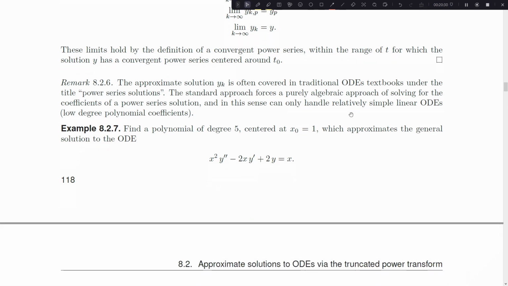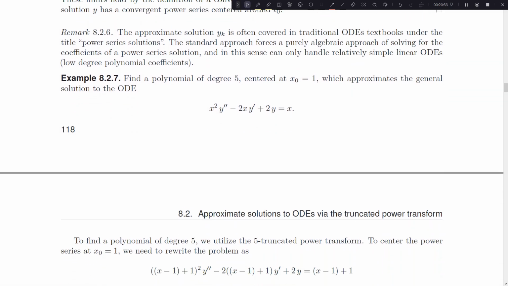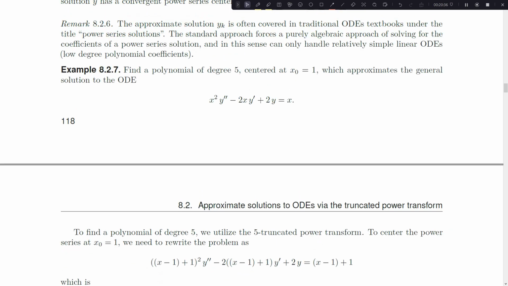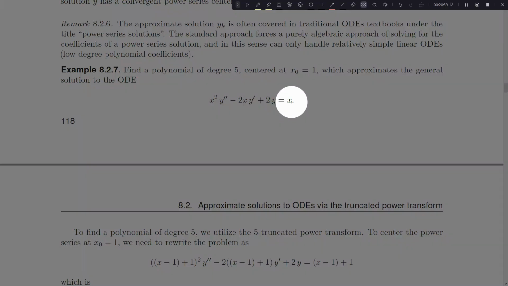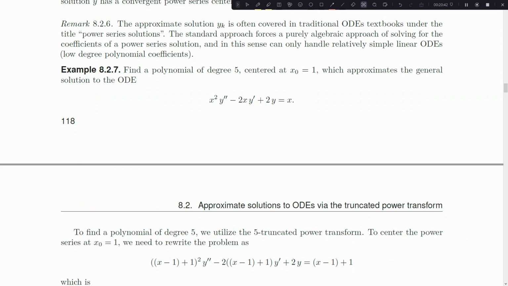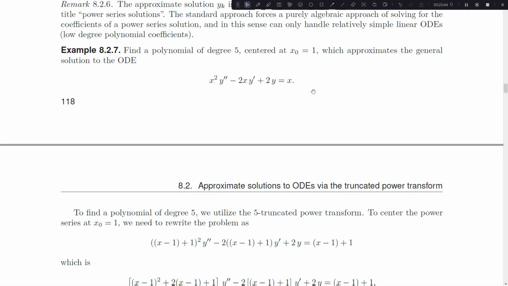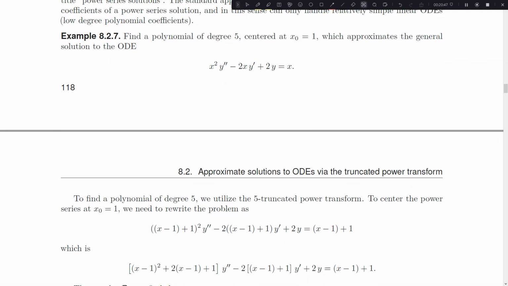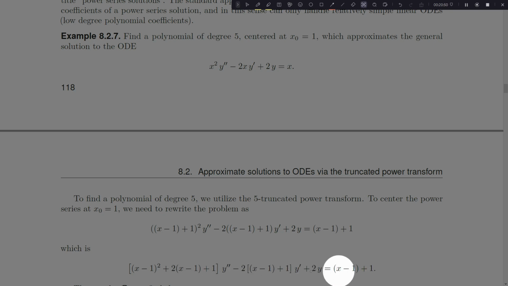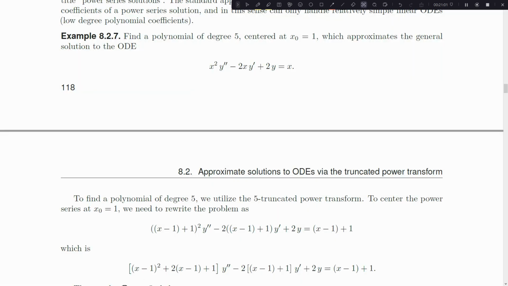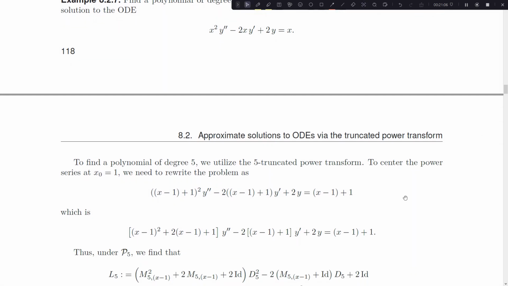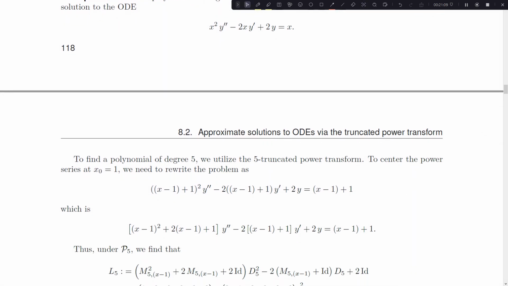So let's scroll down now. And I mentioned that here, right? So I rewrite everything. Oh, and the function on the right-hand side as well, right? That x is just x minus 1 plus 1 as a Taylor series centered at 1. So here we see now, this is my ODE represented in the form where every function is a Taylor series centered at that specific point. And now it becomes much more clear how I represent this in terms of matrices.